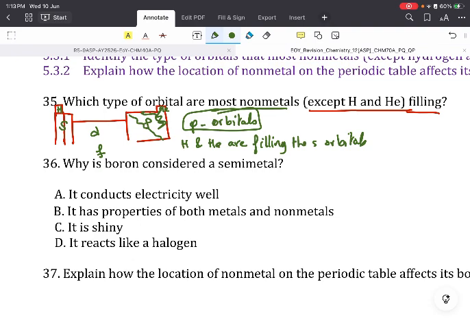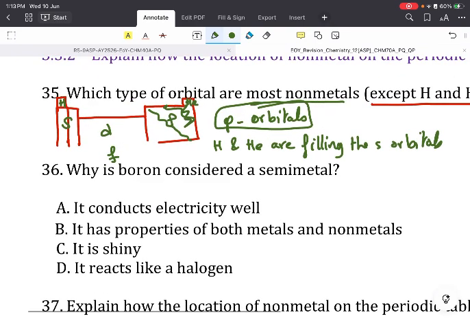Why is boron considered a semi-metal? Boron is exactly over here in the periodic table, in this box, and here starts the stairs of the periodic table where we have the metalloids. Okay, so boron is a metalloid.